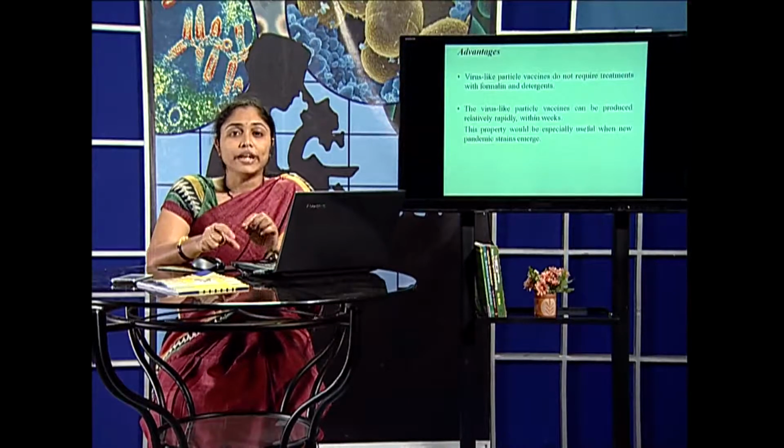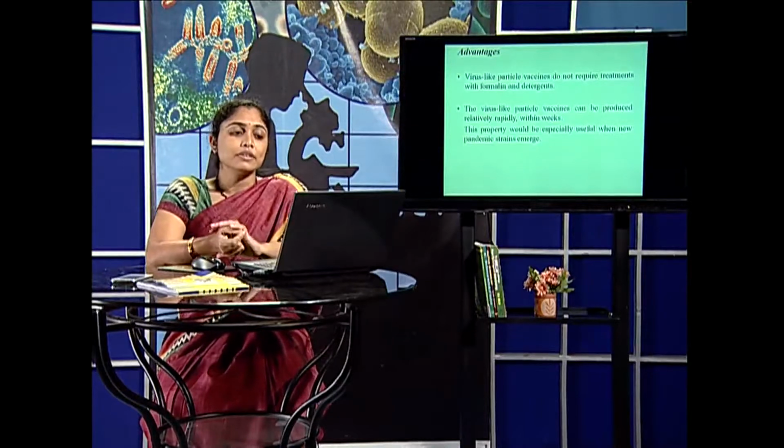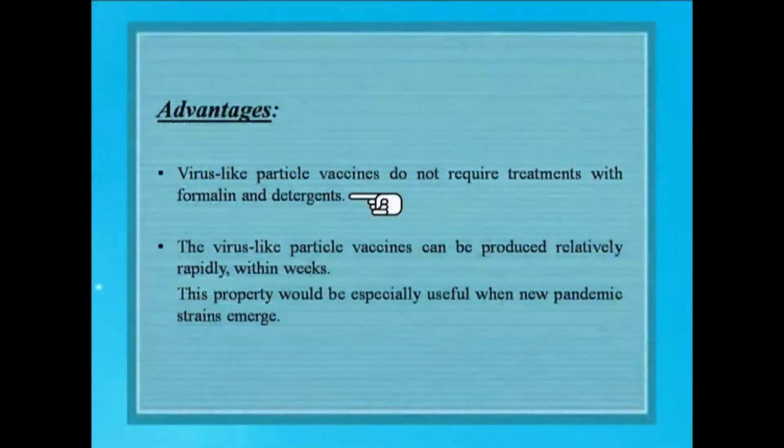The advantage of virus-like particles is that they do not require any inactivation treatment, like treatment with formalin and detergents, because they are not active virus. They just look like a virus. They are not actually virus. And they can be produced very rapidly, within weeks. And this property is useful when a new pandemic strain emerges. Very quickly in the laboratory, virus-like particles can be developed once the structural protein has been identified.